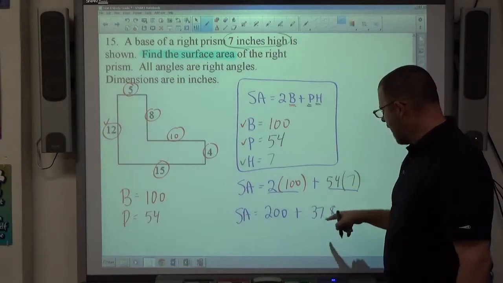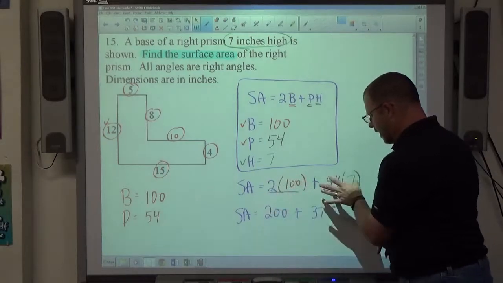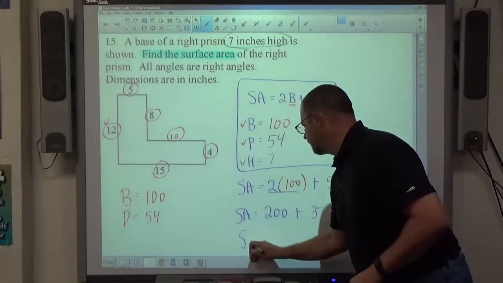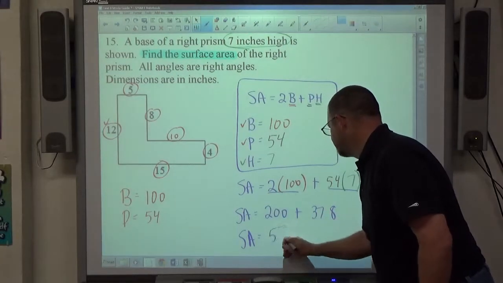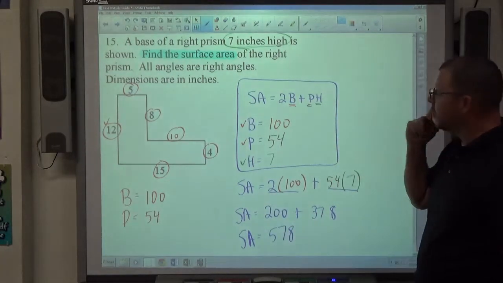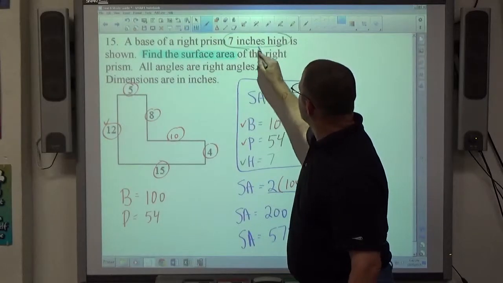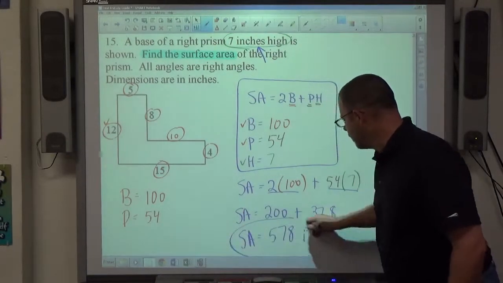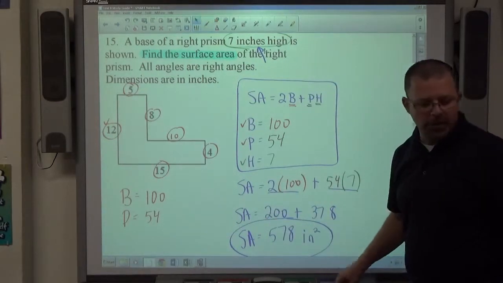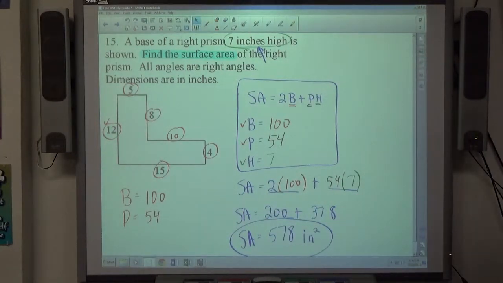And then addition happens after all the multiplication. So multiply to get an answer, multiply to get an answer. Add to get the surface area. So 578 is what the sum of those two numbers is. The unit of length is inches in this, and the area is always in inches to the second power, or whatever unit you're dealing with to the second power. So 578 inches squared will be the final surface area for that problem.